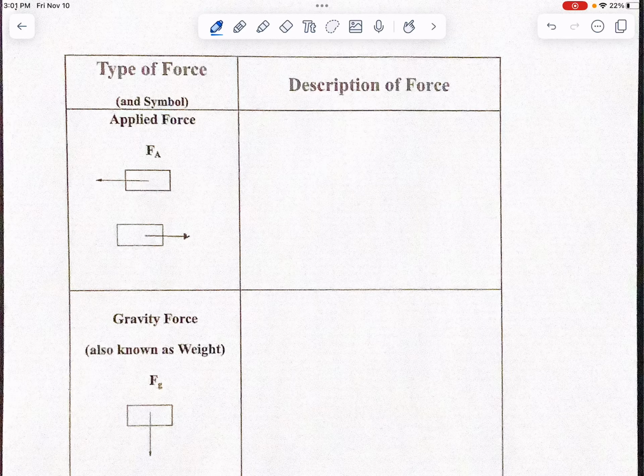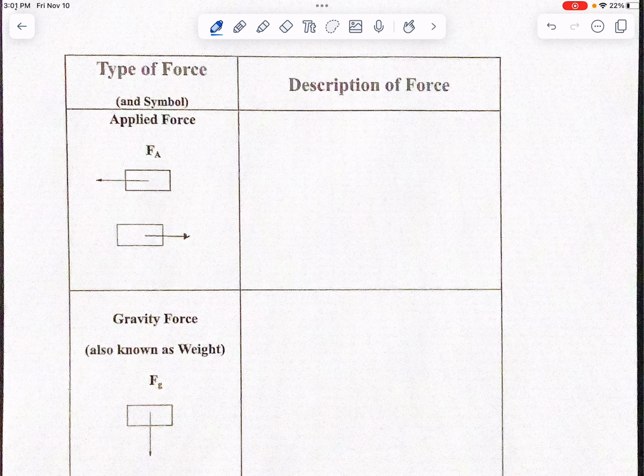All right, so this video is going to go over pages 7 through 9 in your forces packet. So we're going to start talking about free body diagrams. A free body diagram is basically just a basic drawing telling you what forces are there and which direction they're acting. So we're going to go over the 7 types.